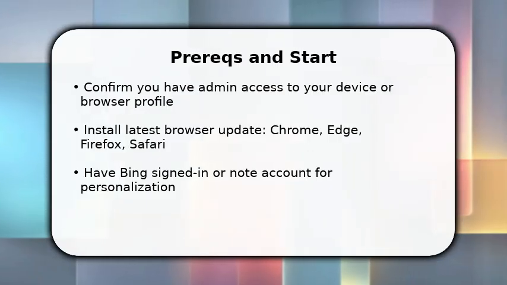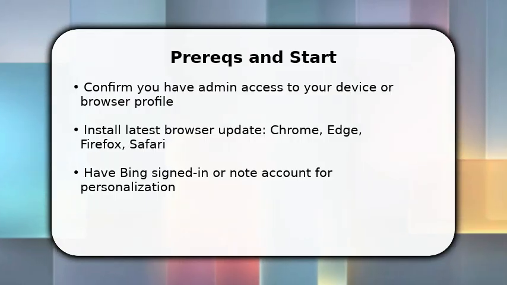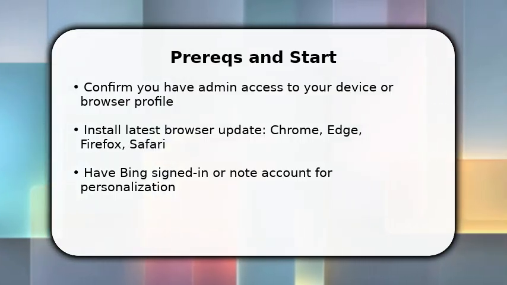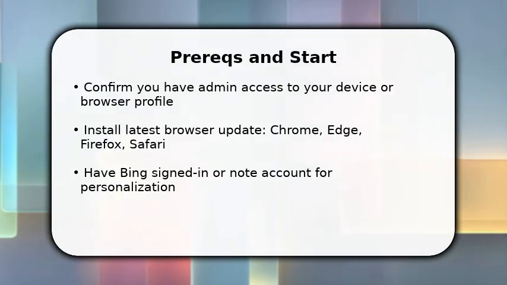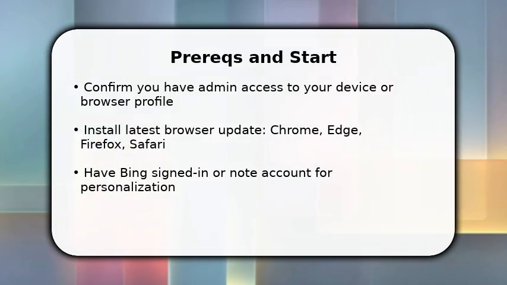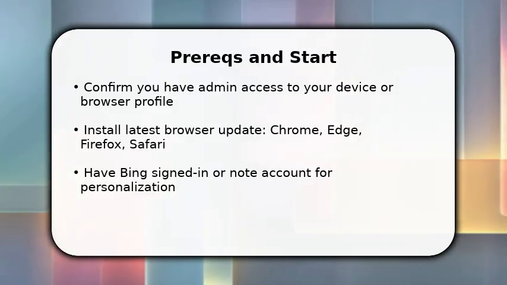You're ready to switch to Bing. Make sure you have admin rights and the browser is updated. First, open your browser settings. Don't pause to check unrelated options. Navigate to search or privacy settings immediately because this is where default engines are set.